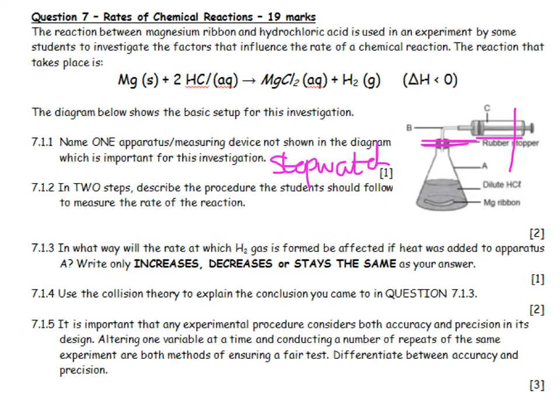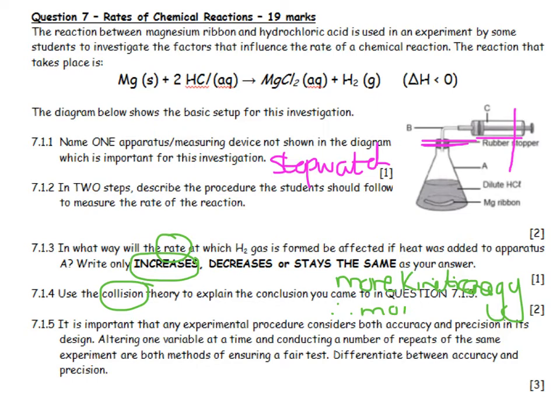In what way will the rate at which hydrogen gas is formed be affected if heat is added to the apparatus? Heat is always going to increase the rate of the chemical reaction. Use the collision theory to explain your conclusion. The particles have got more kinetic energy. Whenever you talk about heat, you need to talk about more kinetic energy. And therefore, there will be more collisions. You had to use collision theory, so you need to get to the point of collisions as well.